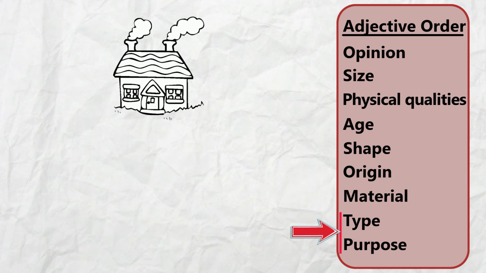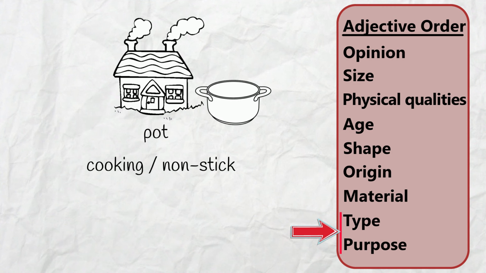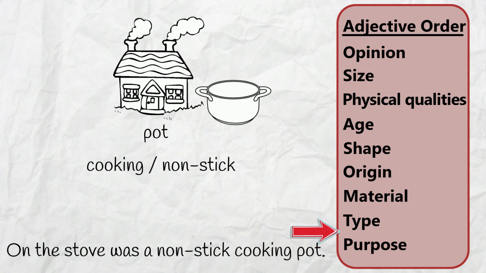Finally come adjectives describing the type and then the purpose of a noun. Let's use these adjectives to describe a pot. Non-stick describes the type of pot. The word cooking describes the purpose of the pot. So we would place non-stick before cooking. On the stove was a non-stick cooking pot.